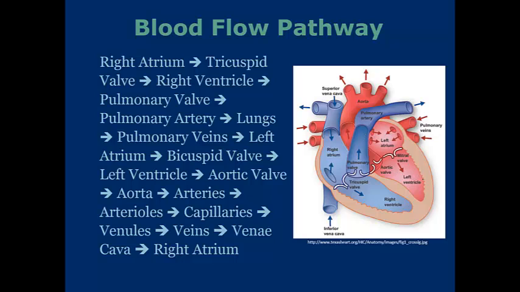While it's out in the arteries, it'll go through arterioles, which are slightly smaller arteries, and eventually go into the capillaries, where the gas exchange occurs with the tissues. Then it goes into the venules, to the veins, and then finally back into the vena cava, and then right into the atrium. And this loops again and again and again.